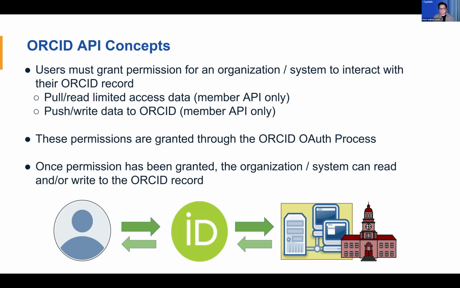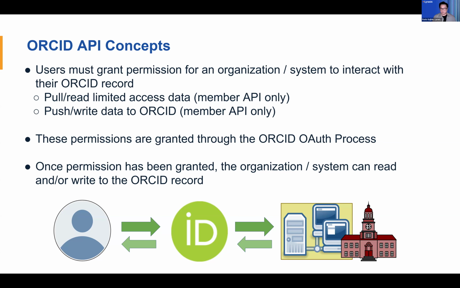So those kinds of permissions have to be given to the organization. This is what the OAuth process does. The permission has to be granted to the system, through the organization via the system. Once that permission has been granted, the organization can then go ahead and read limited access data, including, of course, the publicly available data, and also write data if they desire to do so.